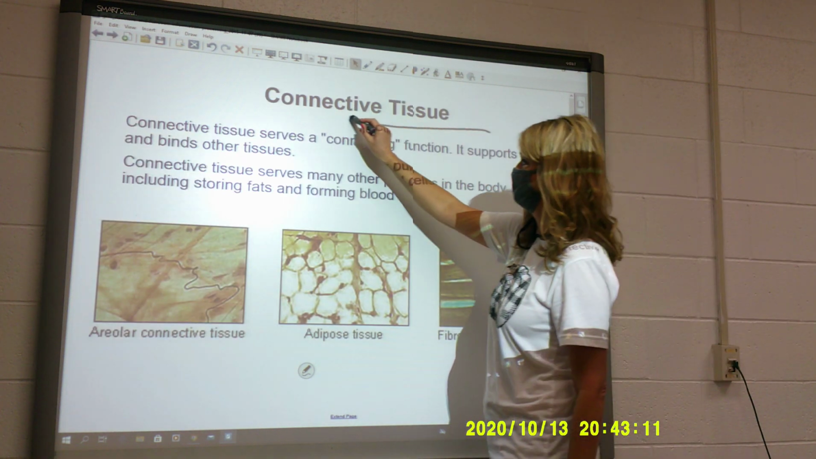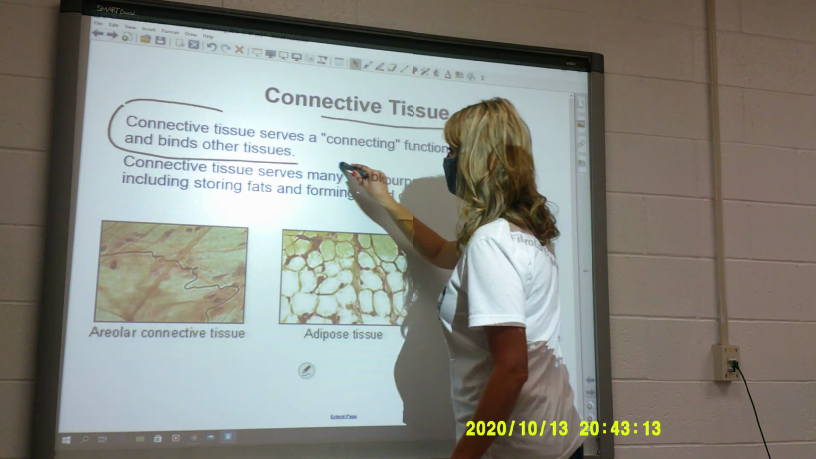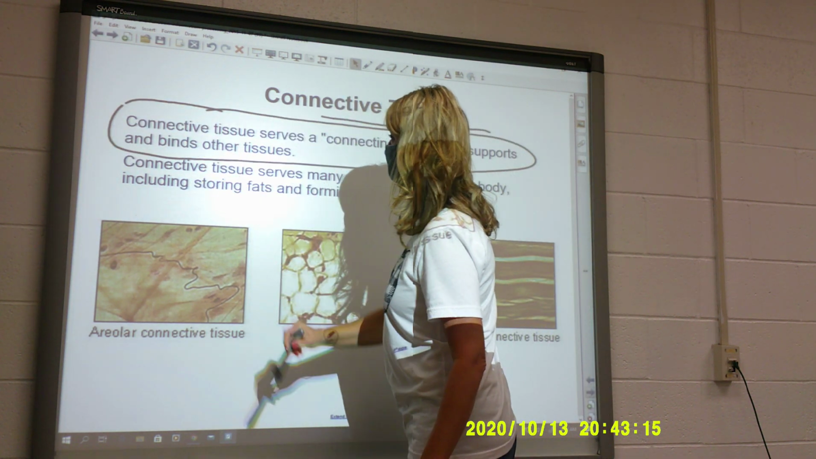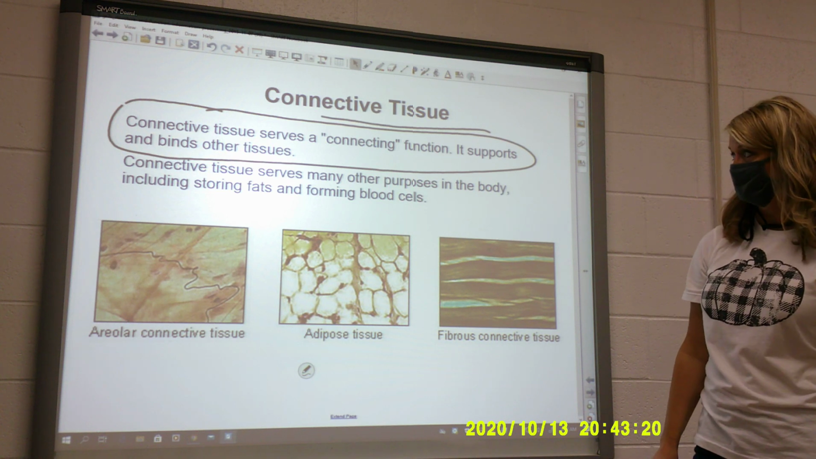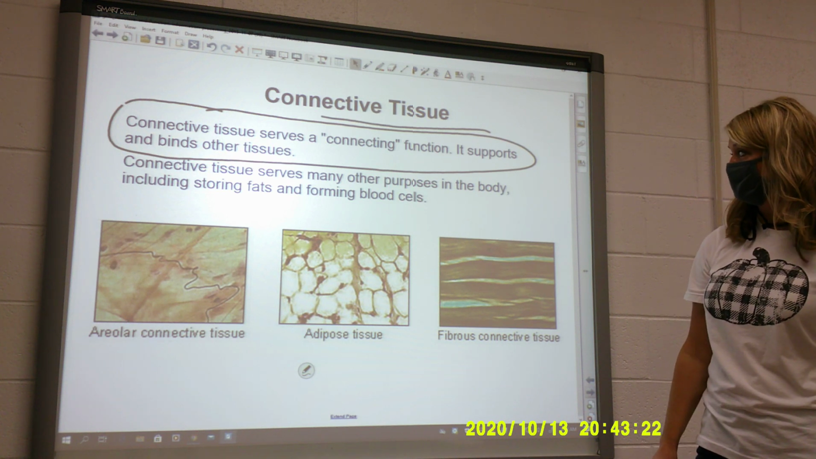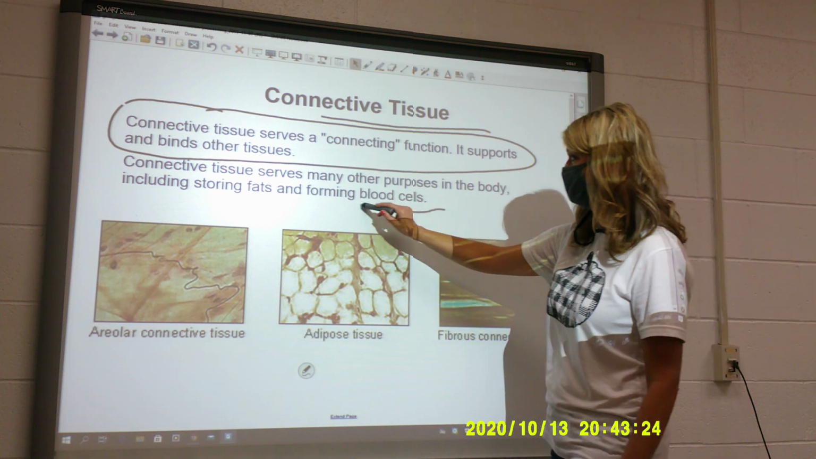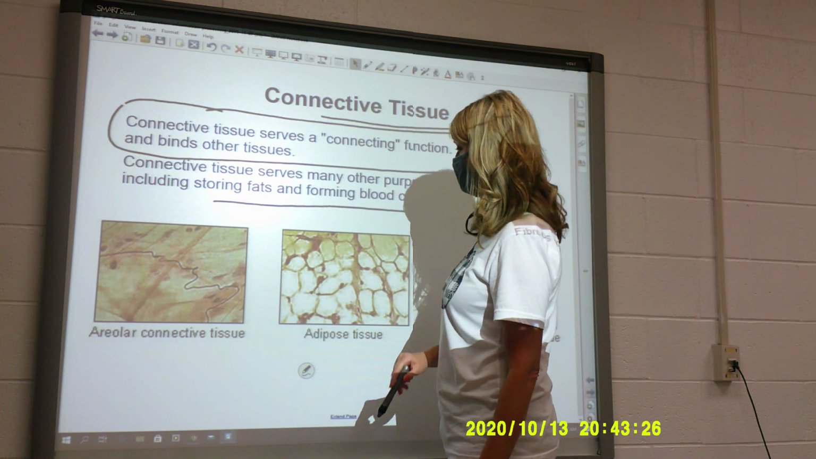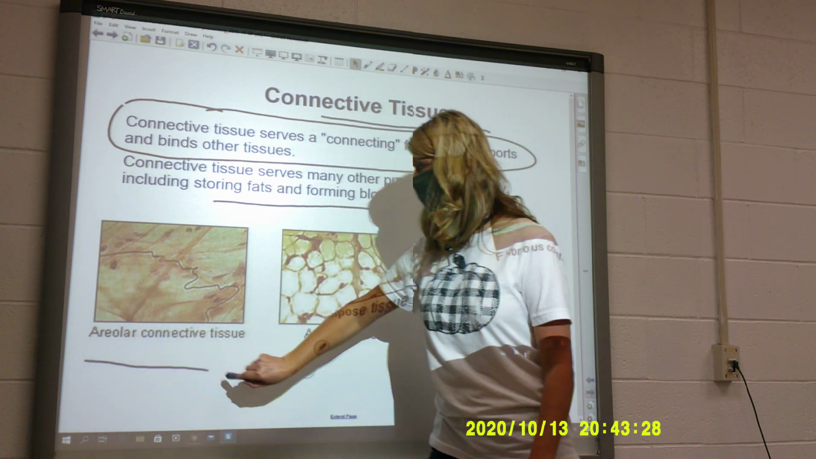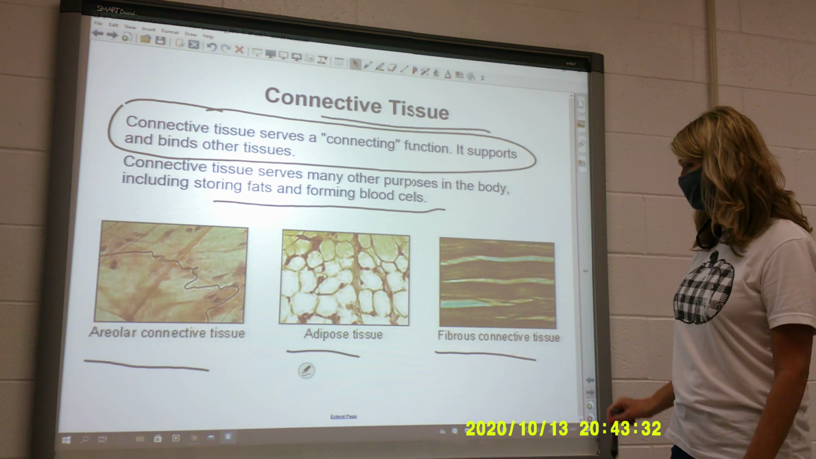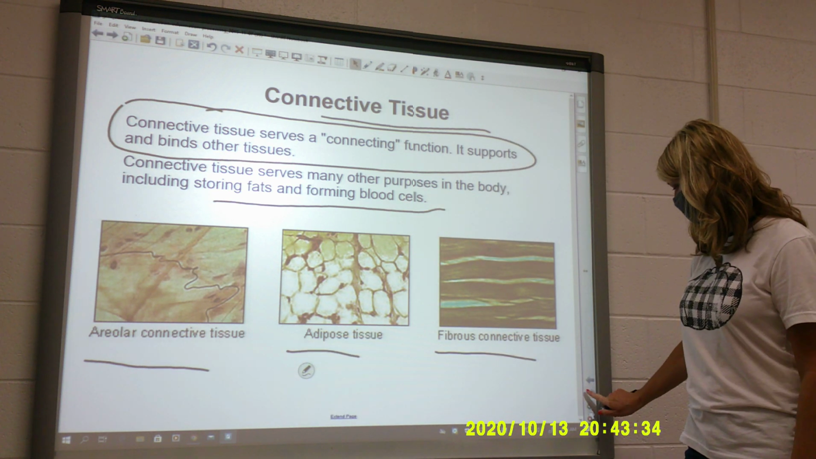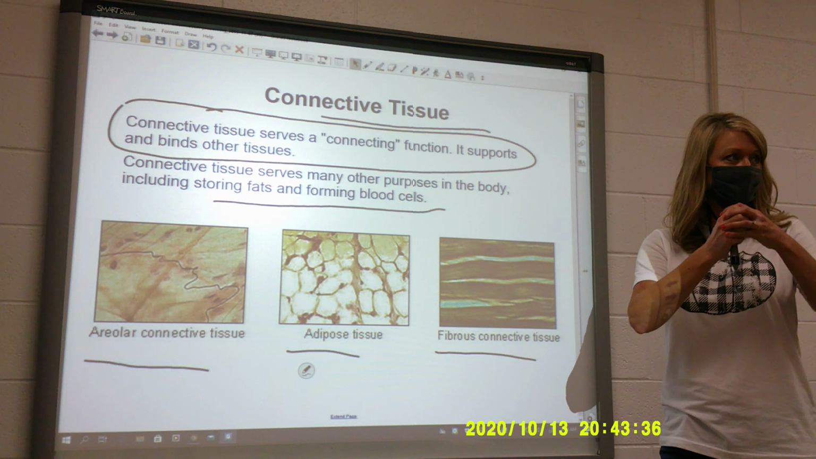Connective tissue, you just kind of think about the word there, has a connecting function. It supports and binds other tissues together. Connective tissues serve many other purposes in your body, including storing fat and forming blood cells. We have areolar connective tissue, adipose tissue, and fibrous connective tissue. So think about it. Connective holds stuff together or connects it together.